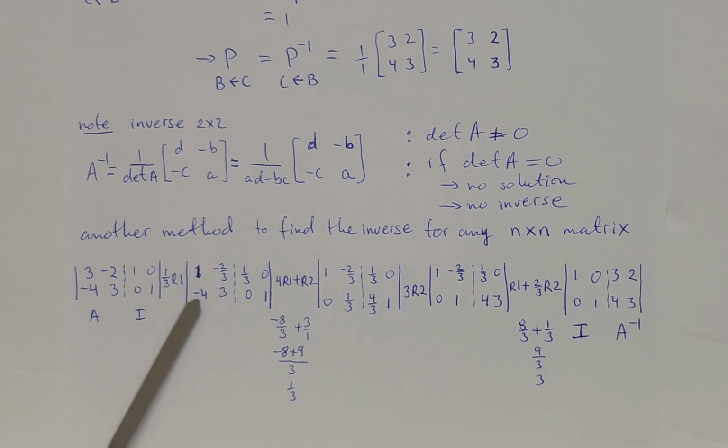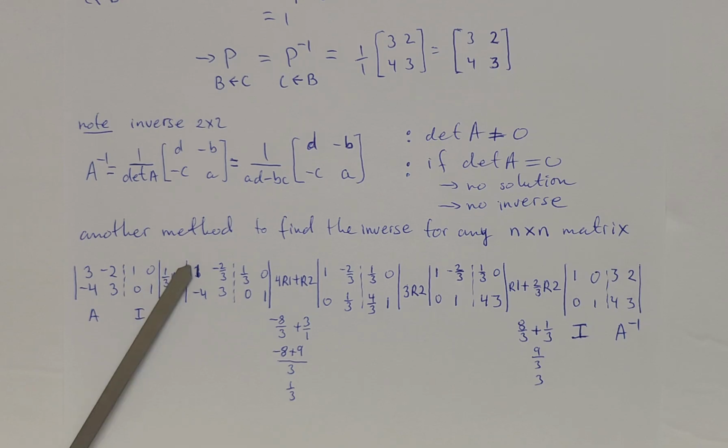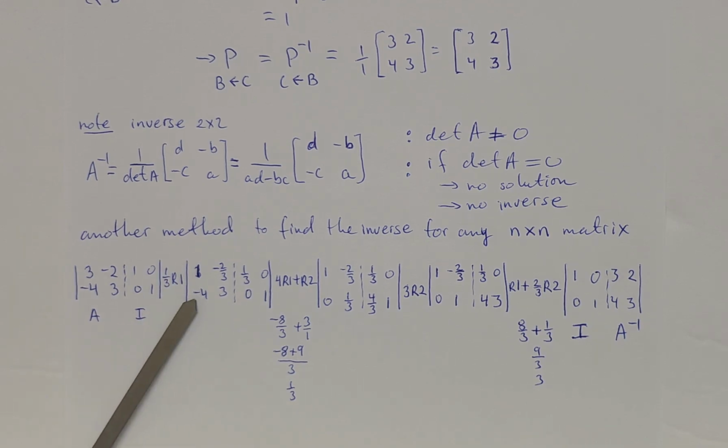Next, I need this -4 to become a 0. So I'll multiply the opposite, which is +4. So 4 times row 1 plus row 2. So 4 times 1 is 4. Subtract 4 gives me this 0.